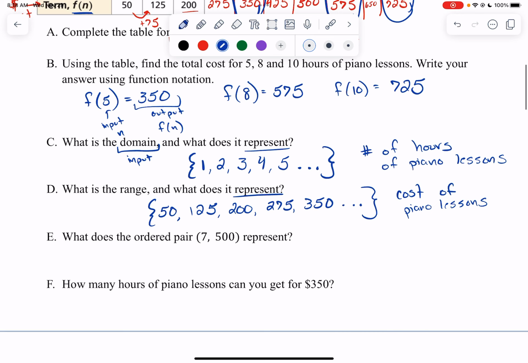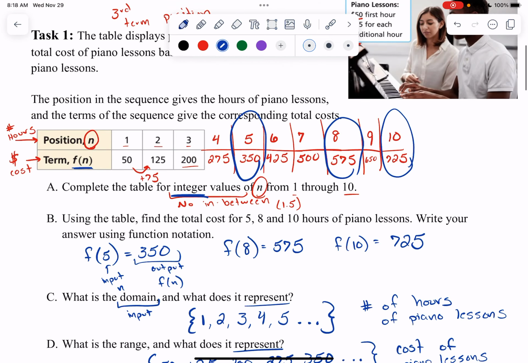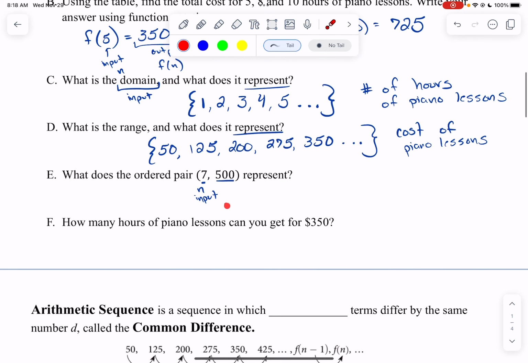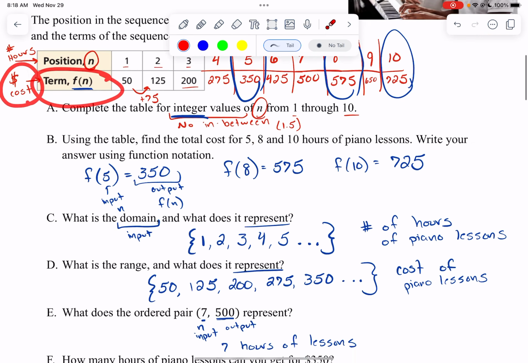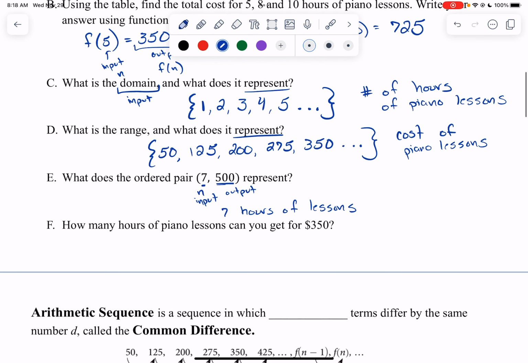Okay, what does the ordered pair 7, 500 represent? So this is my input. This is my n, my input. Up in my table here, we decided my input was the number of hours. So this would mean that 7 would represent 7 hours of lessons. So then what does the 500 represent? The 500 is the output. Up here, we decided our output, our term f of n, is the cost. So 7 hours of lessons costs $500.